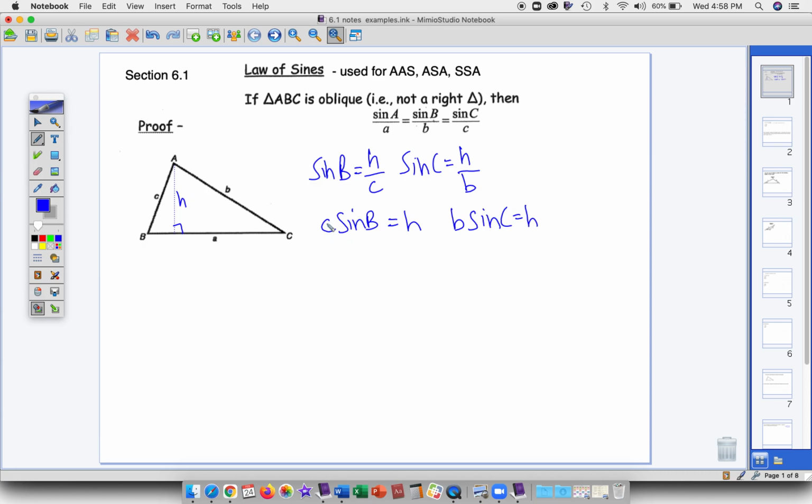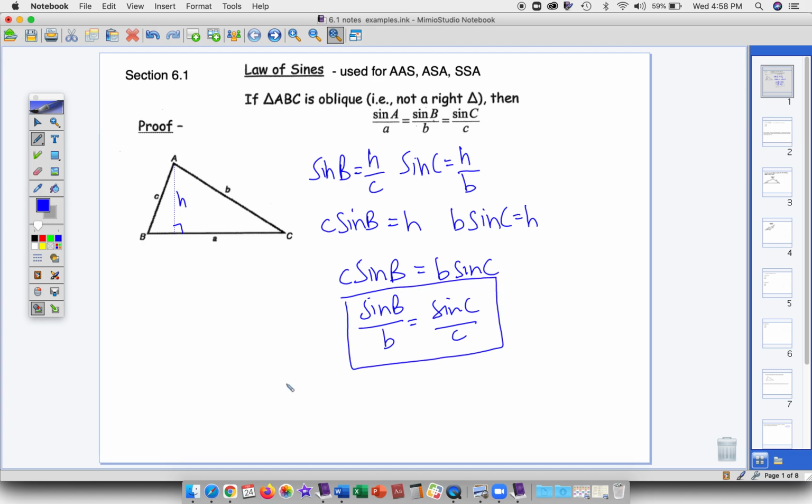And remember, if two things equal the same thing, then they equal each other. So I can set C sine B equal to B sine C. Do a little bit of division, and I get the sine of B over side B is equal to the sine of C over side C. Now, I could draw in another height and set this up all over again and show that the sine of B over B is equal to the sine of A over A, and the sine of A over A is equal to the sine of C over C.